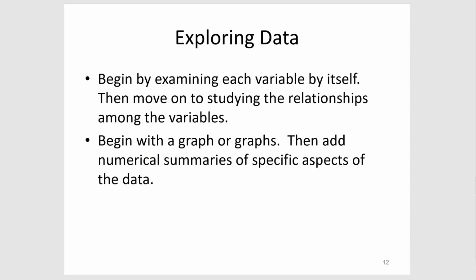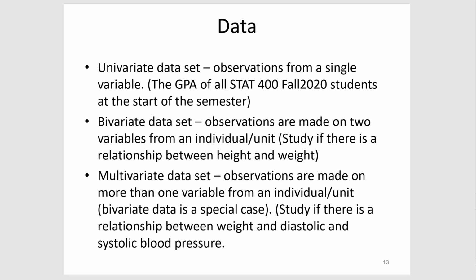So exploring data, we begin by examining each variable by itself. Then we move to studying relationships among variables. We begin with graph or graphs, and then we add numerical summaries of specific aspects of the data. So we look at data. We can have univariate data set. Those are observations from a single variable, such as the GPA of all Stat 400 Fall 2020 students at the start of the semester. Bivariate data are observations made on two variables from an individual or unit.